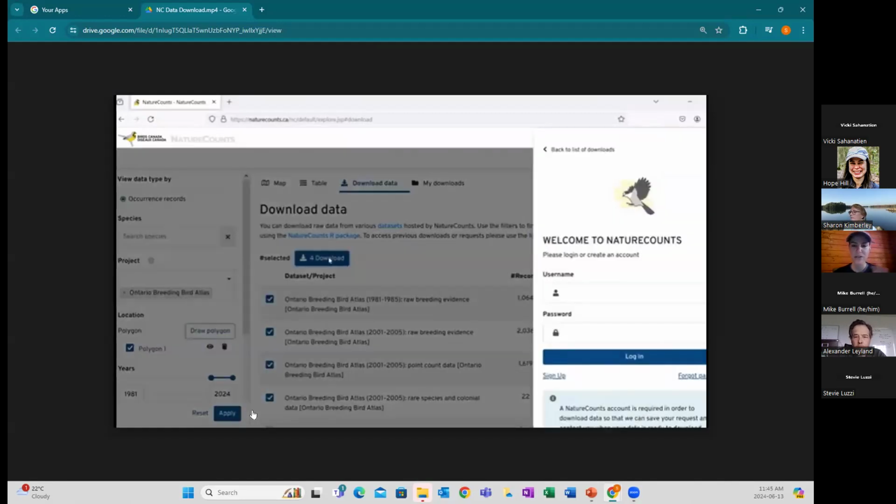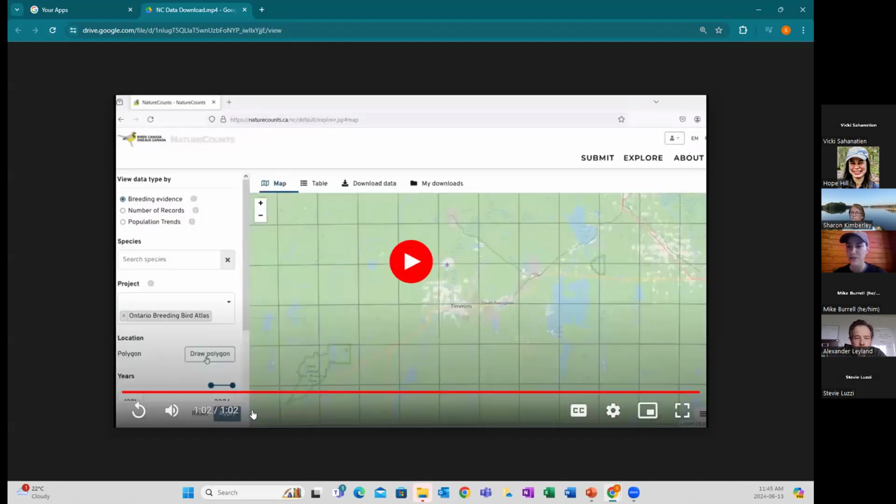And when you press download, it asks you to log in. We do keep track of who's downloading the data and what the data is being used for, just for our own outputs. And obviously, if it's by request, then you're going to have to put a little bit more information about what you're using that data for, so that the folks that are releasing the data have that info and can make the decision on releasing it.